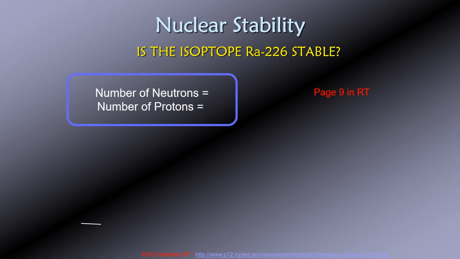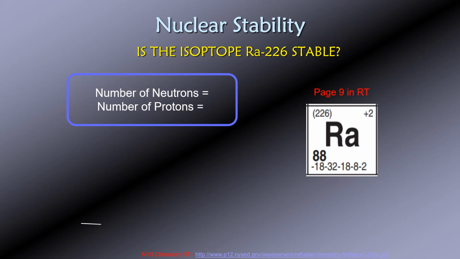Well, you go to page 9 in your reference table packet, which is where you have the periodic table, and you find this element radium. This is what radium looks like. You look at the atomic number of radium, and that should give you the number of protons. So remember from the atomic concepts chapter, your atomic number is the number of protons. And if you want to find out the number of neutrons, once again, that's a quick review from the atomic concepts chapter: number of neutrons equals the mass number minus the atomic number.